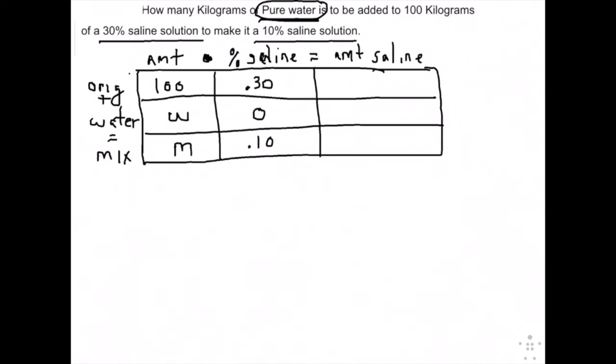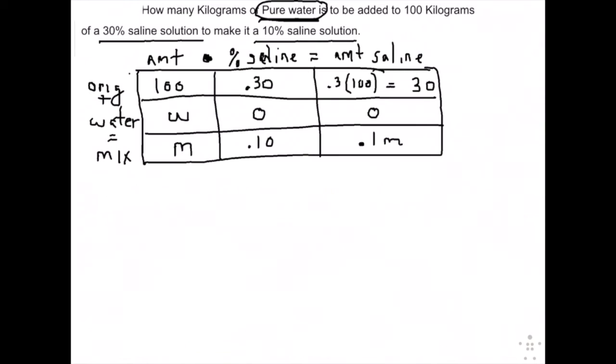So now across the top, we have our formula. Amount times the percent equals the amount of saline. So we can multiply these. This is 0.3 times 100. And that equals 0.3 times 10 is 3, times 100 is 30, right? So I have 30 kilograms of actual saline, and the rest is water, right? Now the second row, water, I have W times 0. Well, that's 0, right? And the last, the mixture, it's M times 0.1, which is 0.1 M.